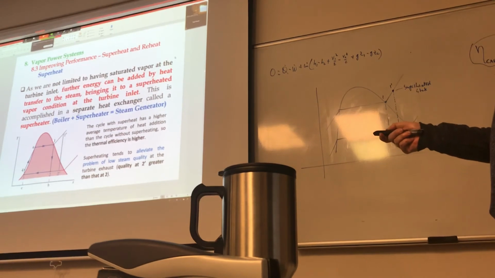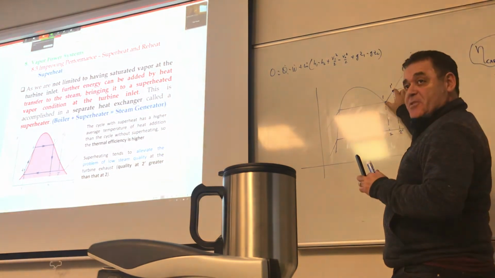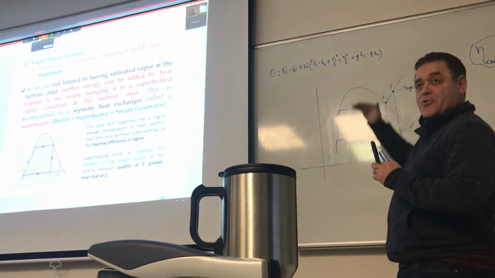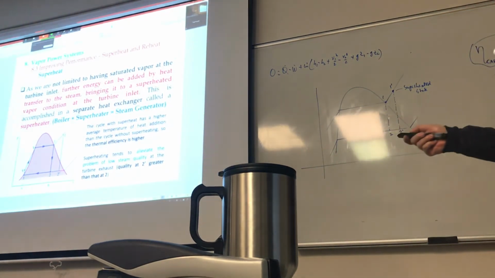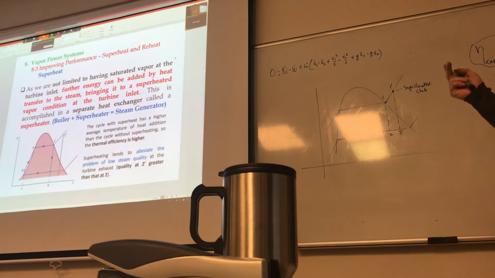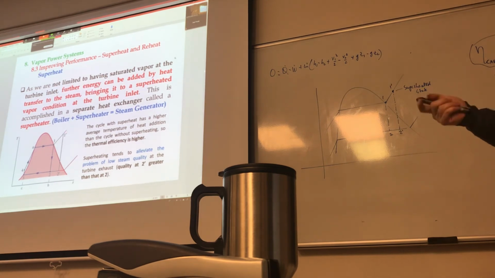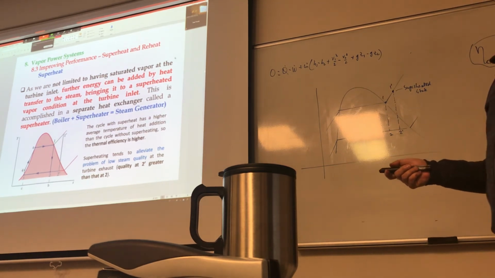What's the other benefit of starting with superheat? Higher temperature, because now you've got this leg that's bulging up into higher temperature, so technically your average temperature will go up. So the cycle with superheat has a higher average temperature of heat addition than the cycle without superheating. So you can say that I'm also gaining a little bit in thermal efficiency. Superheating tends to alleviate the problem of low steam quality. See here, instead of ending up at 2, you're ending up at 2 prime, which has a greater value of quality than 2. You need a more efficient condenser though as well, right?